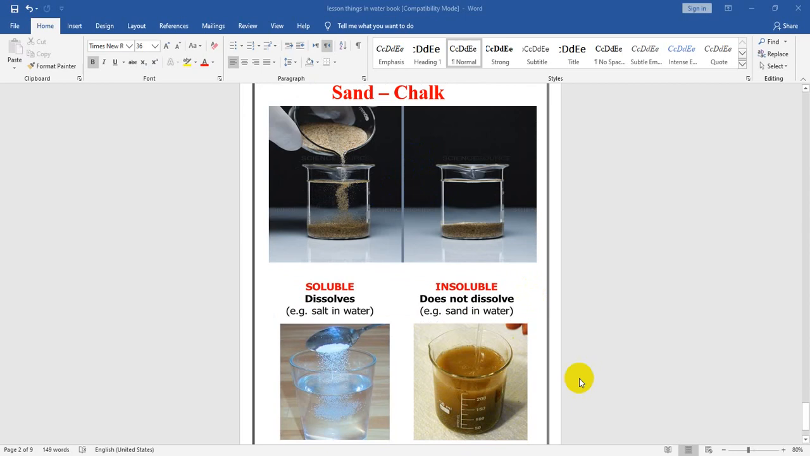Look at these pictures. Here, soluble or dissolves. For example, salt in water or sugar in water. Here, insoluble. Insoluble means doesn't dissolve in water. For example, sand in water. Thank you.